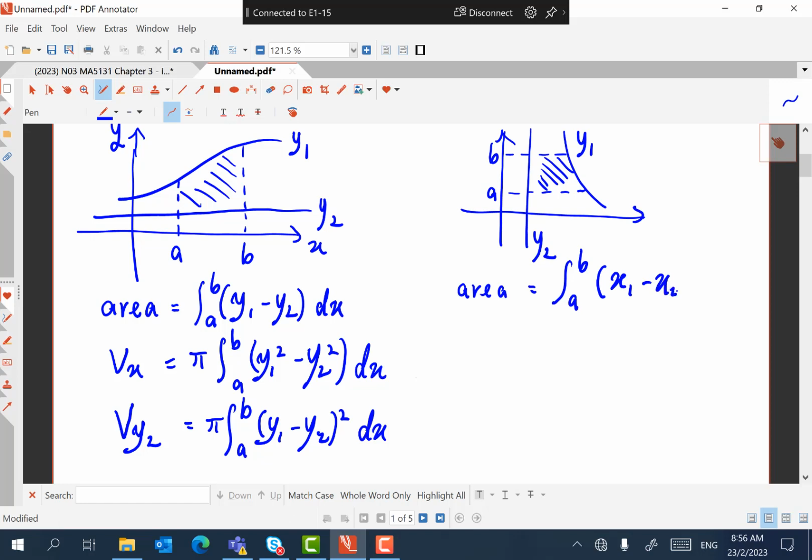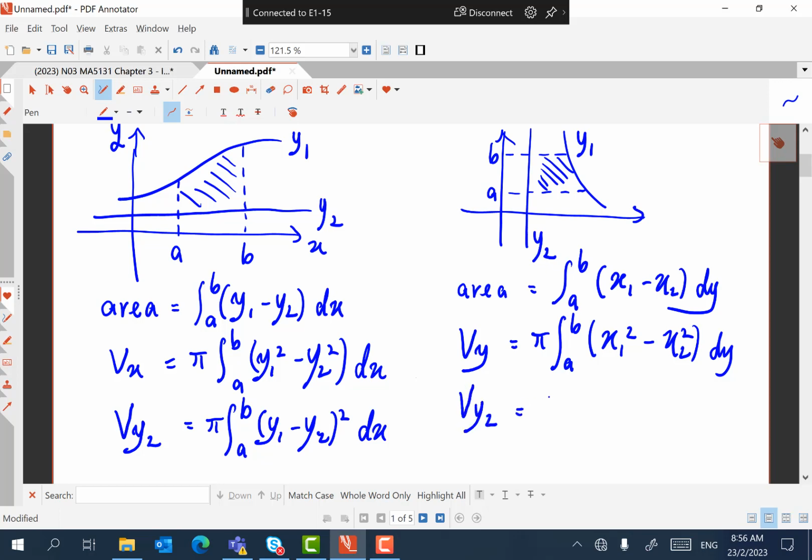Okay, Ryan is trying to tell me this. In this expression, you later on have to make x1 in terms of y and also x2 in terms of y, if you rotate this region about the y-axis. Go. I integrate from A to B x1 squared minus x2 squared dy. Brilliant! If you rotate about the y-axis, I integrate from A to B (x1 minus x2) whole thing squared dy. Right.